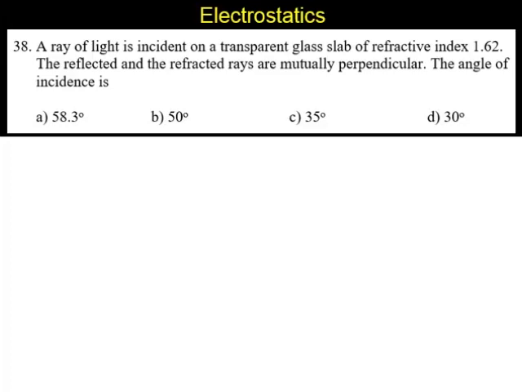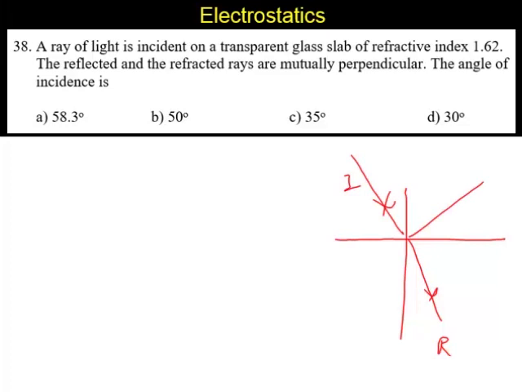So let us take a boundary separating two media. A ray of light is incident, and let this be the normal. This is the incident ray, this is the reflected ray, and this is the refracted ray. Now they are telling us this angle is 90 degrees. If this is the angle of incidence I, by the law of reflection the angle of reflection should also be I. So this is R. Now I is not given, but I and R can be calculated.